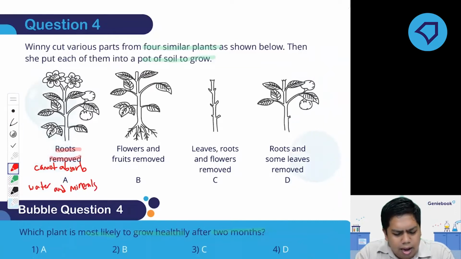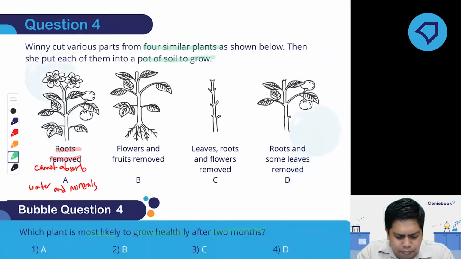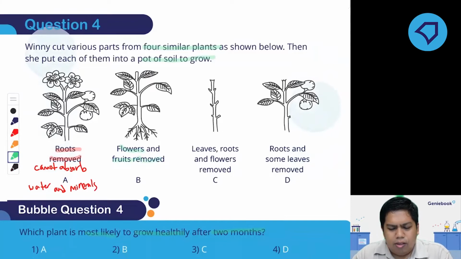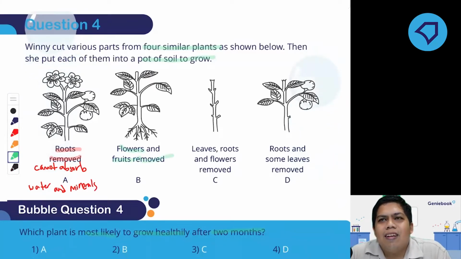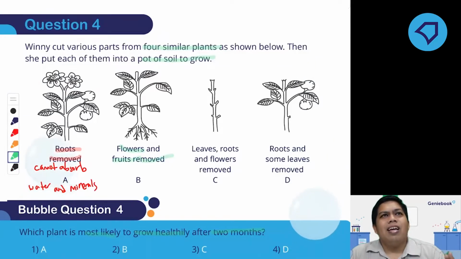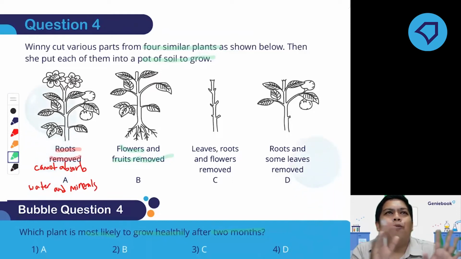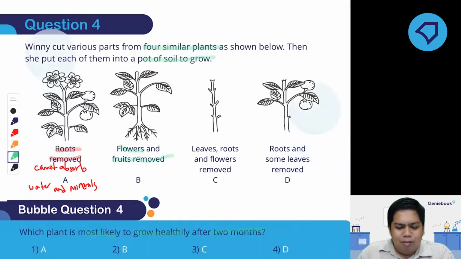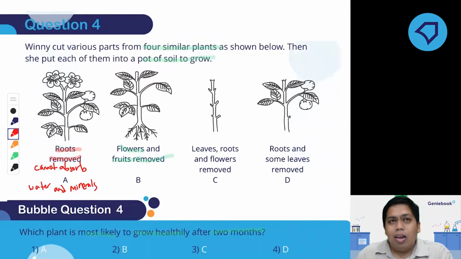Okay, then if you cut off the flowers and fruits, what happened? Can it still grow healthily? Yes, good. Correct. And the rest of you, Celine, Zen, Dawn. So it still can grow because the flowers and fruits can still be produced again. No worries. The plant can grow the flowers and fruits again. So actually, no change will happen. It will grow healthily. But you need to check all the options.